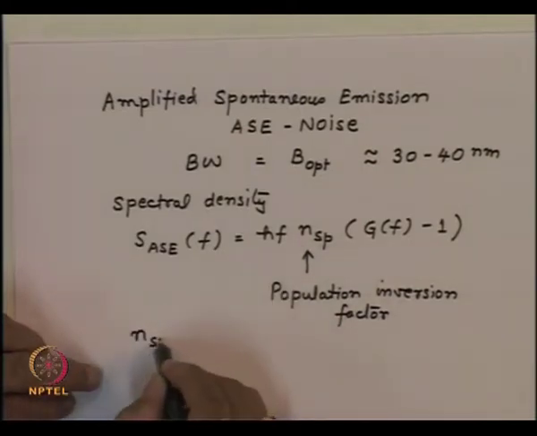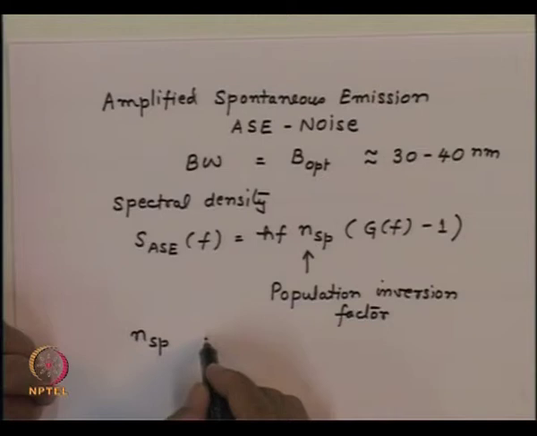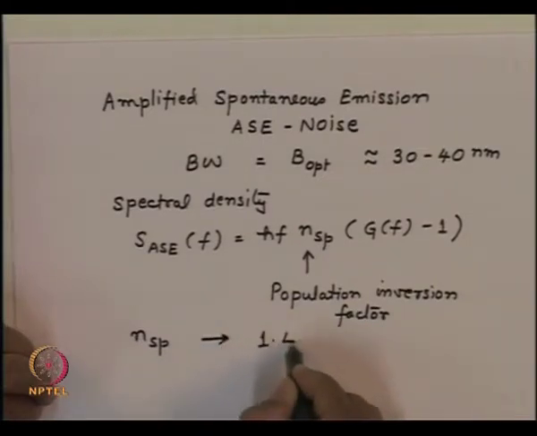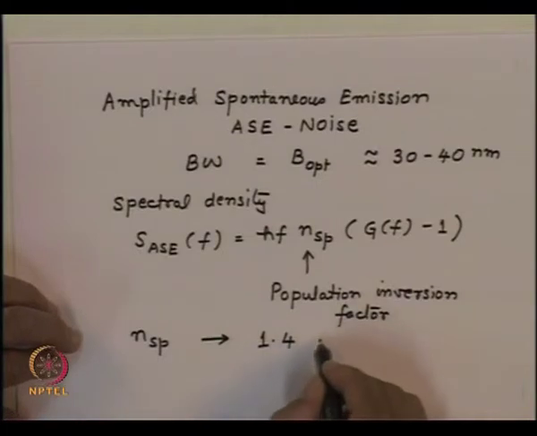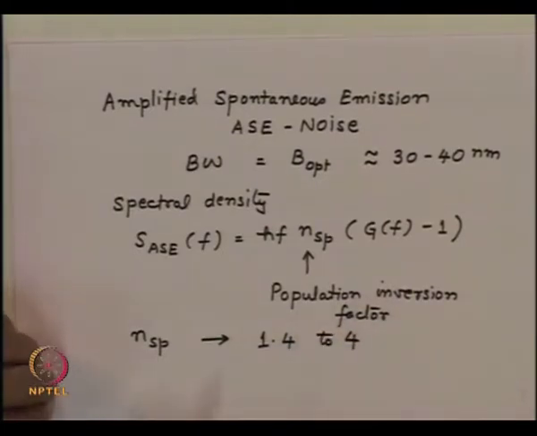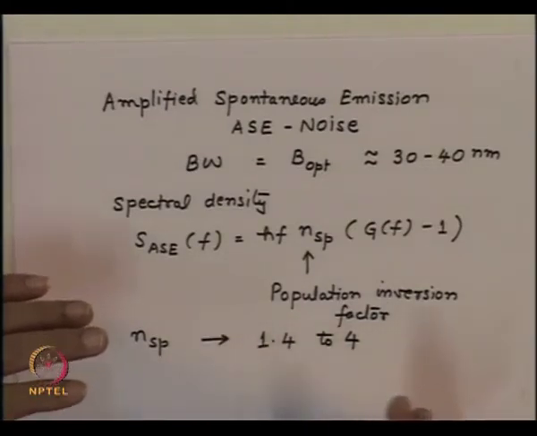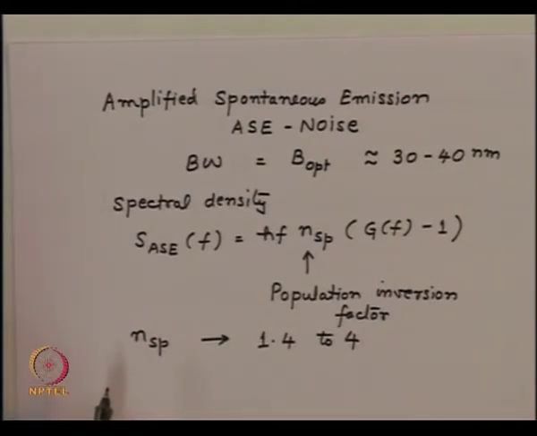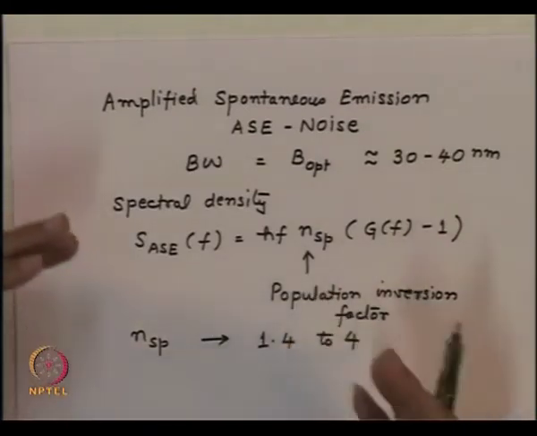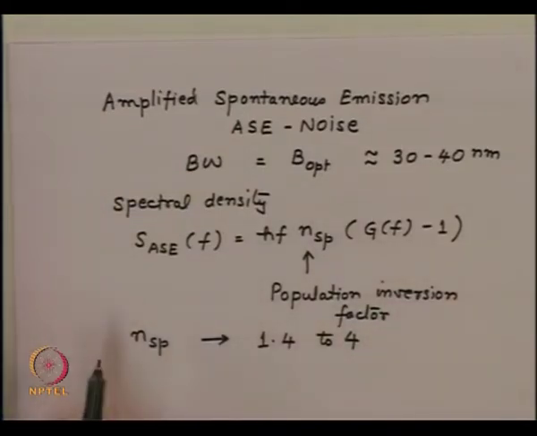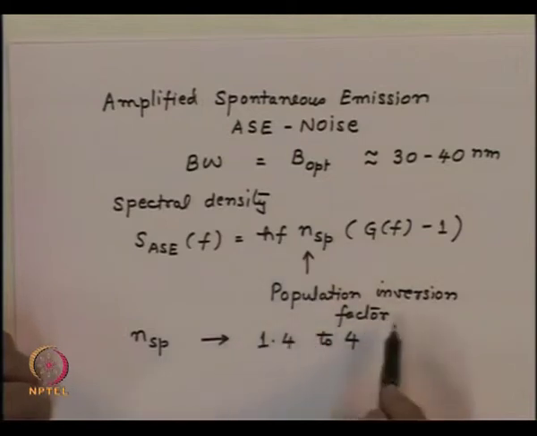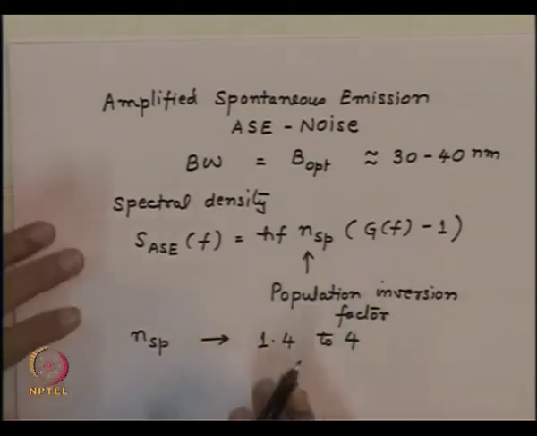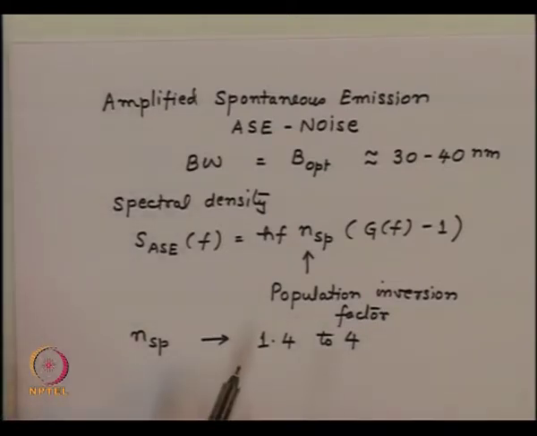Typically, this value would lie between 1.4 and 4 for a typical EDF. And this will depend upon the wavelength and the pumping rate. So the more population inversion you create, essentially you are going to get more downward transitions. So you can get an enhancement of the population inversion factor. But typically for the kind of pumping we are talking about, this parameter would lie in the range of 1.4 to 4.